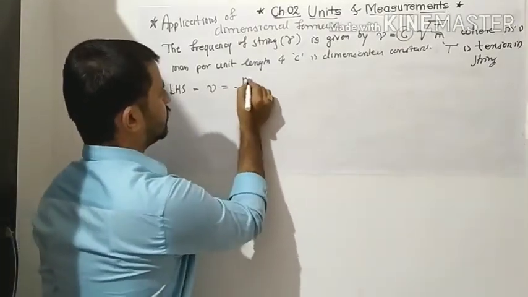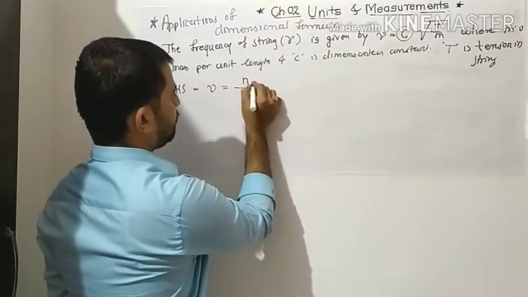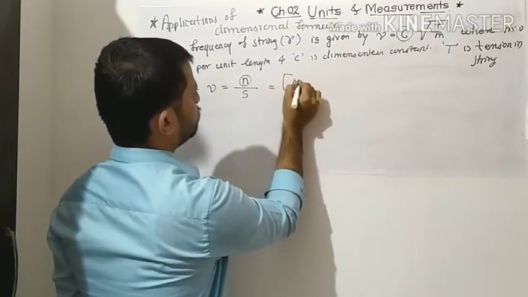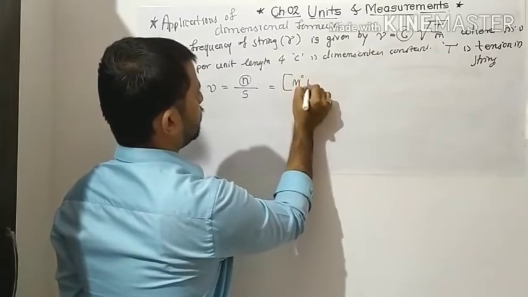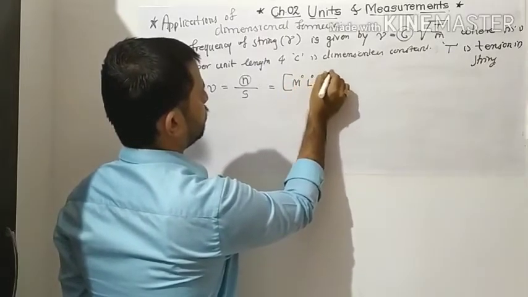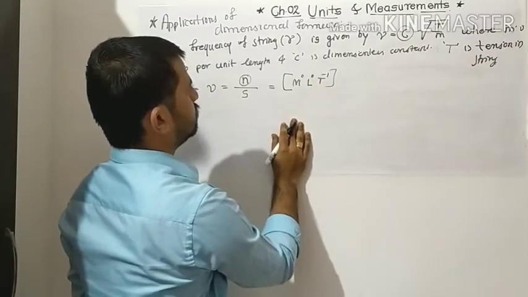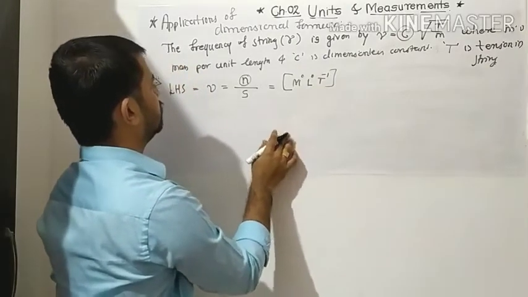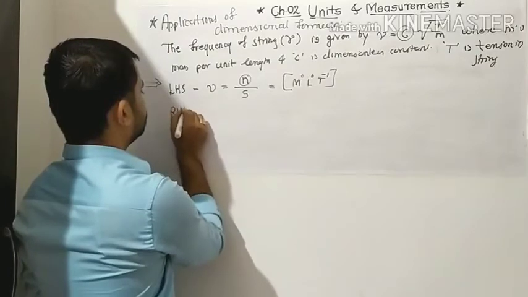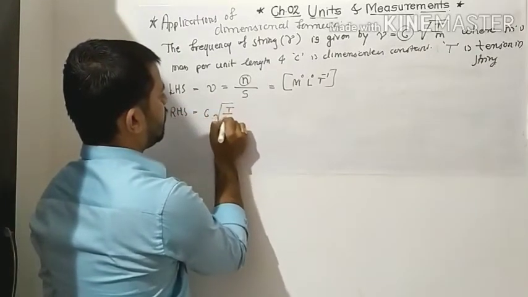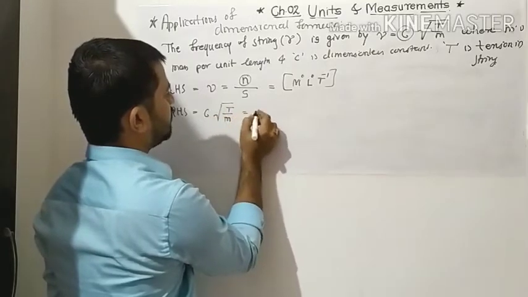So here it is the n, it is a constant, so you can write it as m raised to 0, l raised to 0, t raised to minus 1. Then RHS equal to C under root of T by M. Here C is dimensionless.